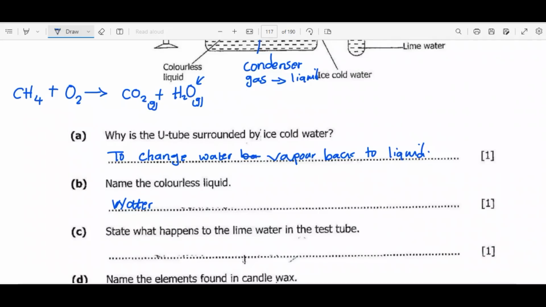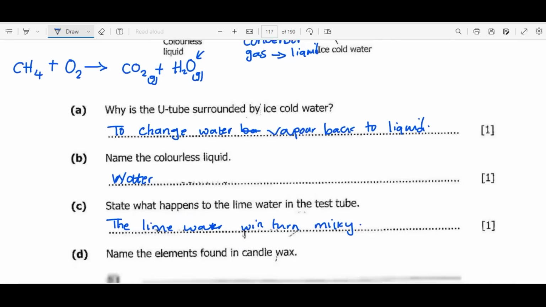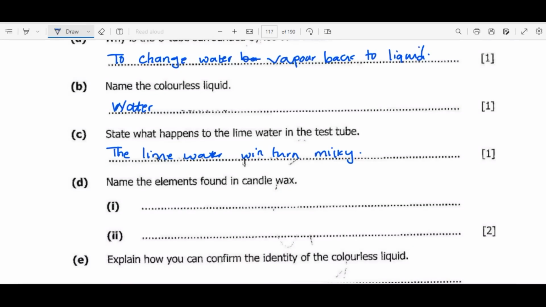Then say what happens to the lime water in the test tube. So the lime water will turn milky. Right, we'll now move on to question D. Name the elements found in candle wax. So we have the hydrogen, then we also have carbon.